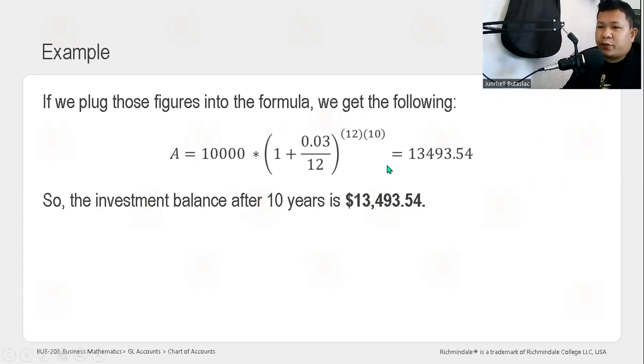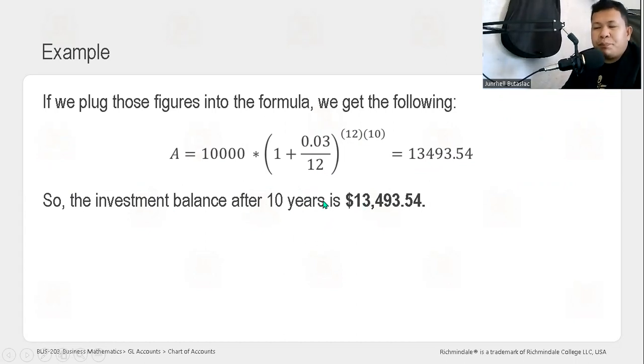So when you solve this, you can use PEMDAS, or if you have a scientific calculator, you can just directly solve this using it. So the answer is 13,493.54. So the investment balance after 10 years is $13,493.54, right?